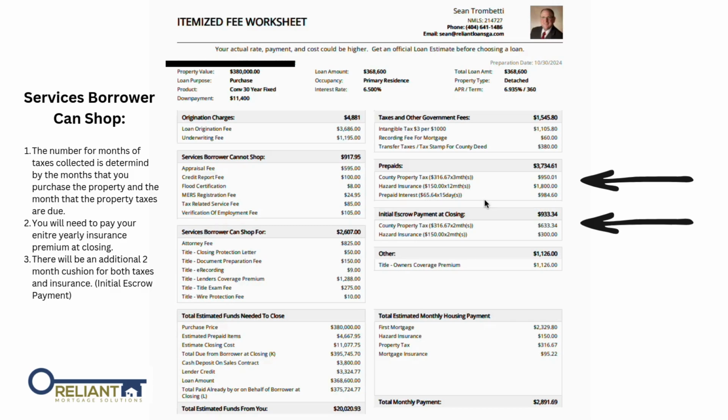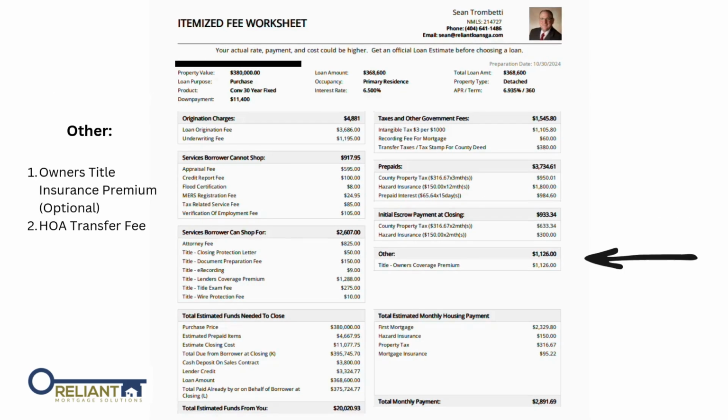So the next section that we're going to be covering before we go over the total estimated monthly housing payment is this other section here. And this will basically encompass fees that are either optional or fees that only arise in certain specific situations. The one that you're going to most commonly see is this title owner's coverage premium. Now this does come in a bundle with the title lender's coverage premium, but the difference is that this one is optional and you don't actually have to buy it.